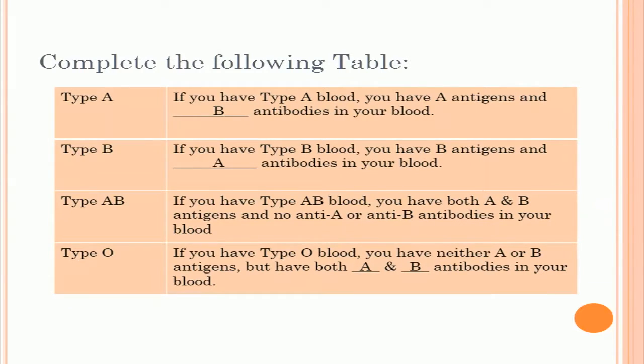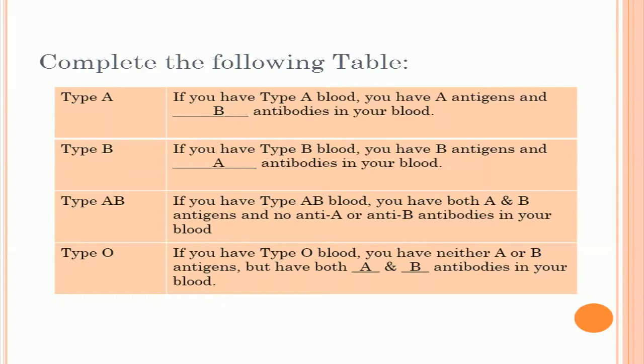If you have type A blood, you have A antigens and anti-B antibodies in your blood. Similarly, if you have type B blood, you have B antigens and anti-A antibodies. So people with type A blood will reject a blood transfusion from a person with type B blood and vice versa. In the case of type AB blood, you have both A and B antigens and no antibodies in your blood. People with type O blood have neither A or B antigens, but have both anti-A and anti-B antibodies.